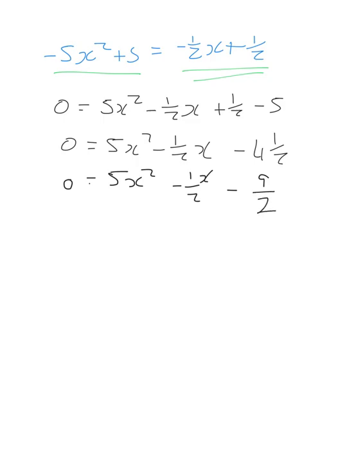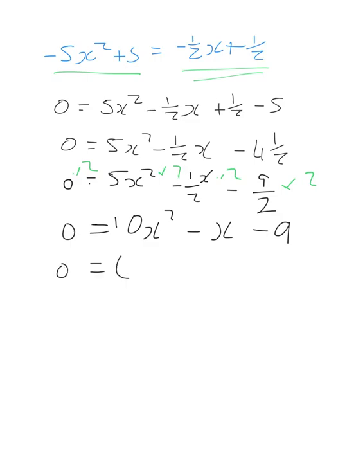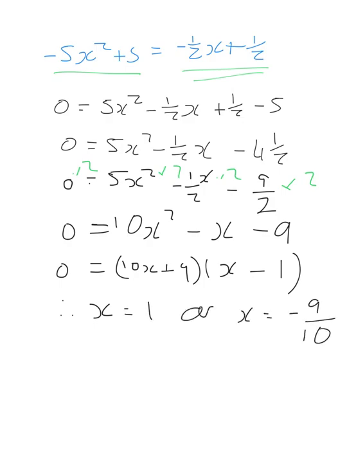And what we can do is multiply all of these by 2 so that we get rid of the denominator, and we end up with 0 is equal to 10x squared minus x minus 9. That is slightly easier for us to solve, and when we solve it, what we get is 10x plus 9 and x minus 1. We already know the 1 works, so therefore x is equal to 1, or x is equal to negative 9 over 10.